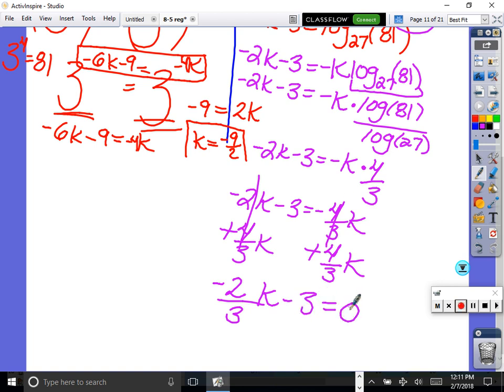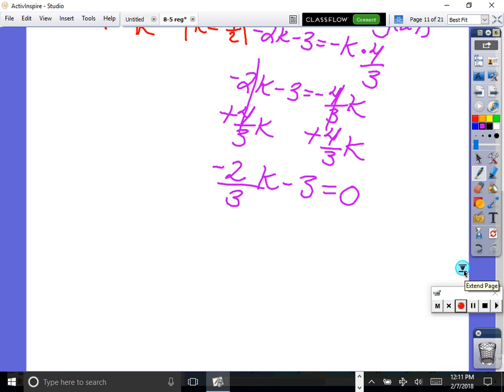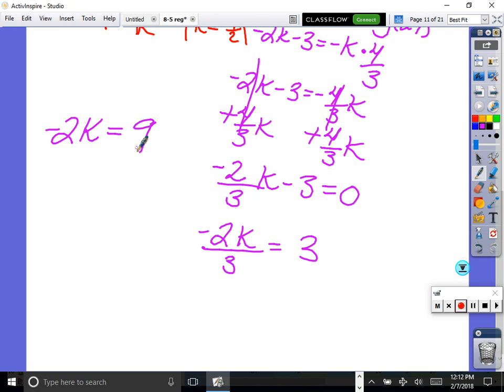This was the wrong way to go. That's okay. Add 3. So I have negative 2k divided by 3 equals 3. Then I'd multiply that by 3, wouldn't I? So then I have negative 2k equals 9. Then what would I do? Divide by negative 2. So k is equal to 9 divided by negative 2. That way took longer.